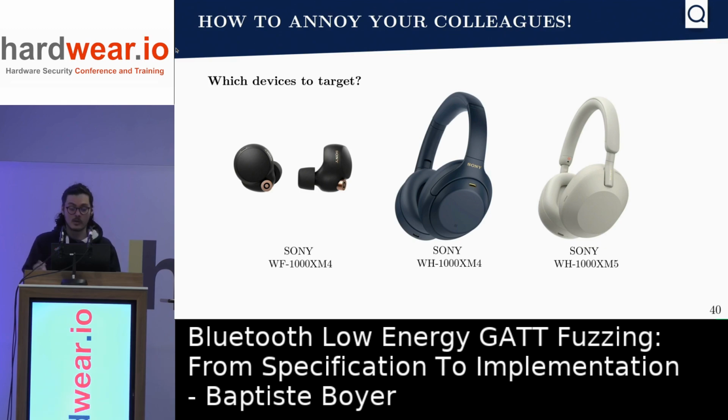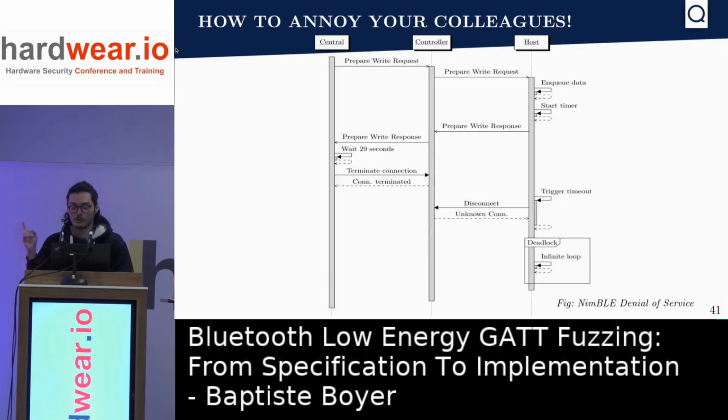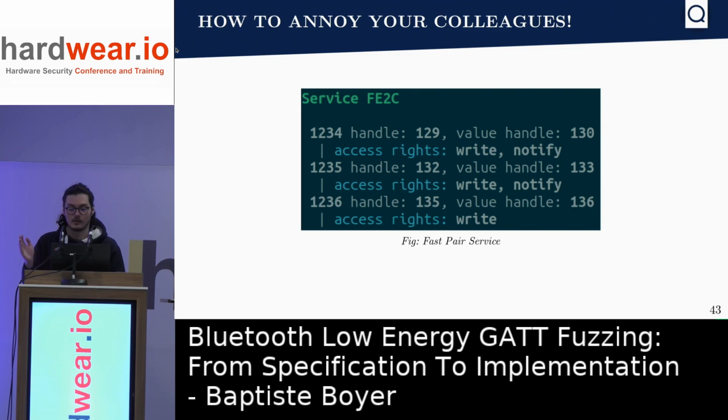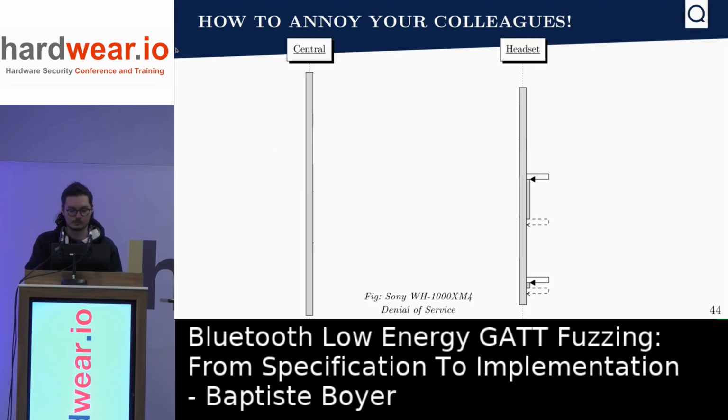At the same time, I wanted to try to reproduce the denial of service that we found on the Nimble stack on my own device. So here is the GATT server of the headset. There are plenty of services and plenty of characteristics. The goal was to find an enabled prepared write characteristic. We found it on the FE2C service, which corresponds to the Fast Pair service. This characteristic is write enabled and also prepared write enabled.